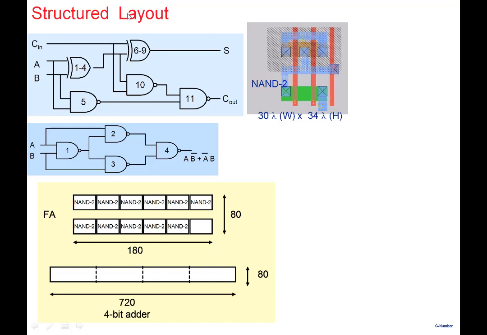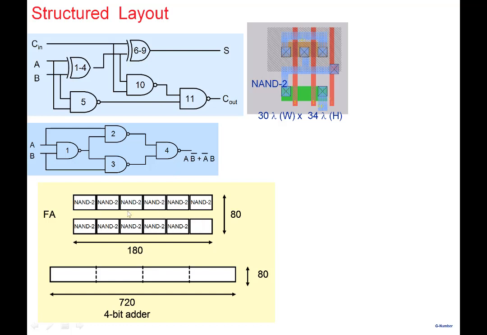In structure in the sense that, look, I'm going to only place NAND gates. So the whole thing is made up of NAND gates. You can see here it's made up of 11 NAND gates. So I'm going to arrange the NAND gates in rows. I can have a row of NAND gates here. I can have another row of NAND gates here.